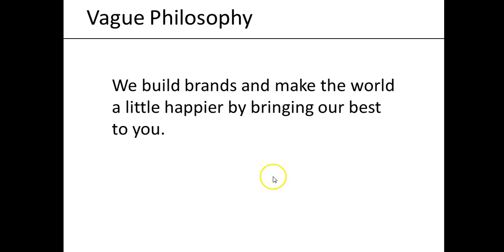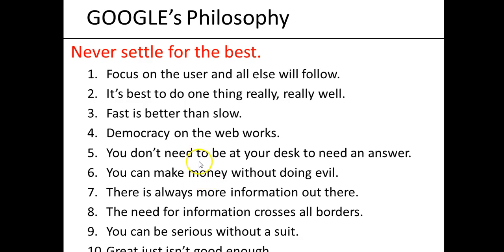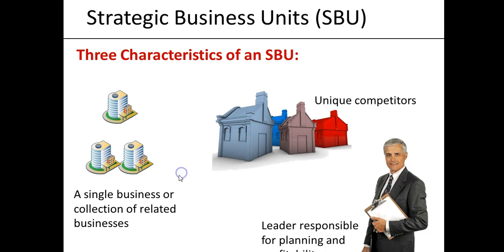And here you see another example of a vague philosophy: we build brands and make the world a little happier by bringing our best to you. Here you see again a comparison with Google, and you have this example in your book also. Actually it is in the soft copy of the international edition of Marketing Management that I have shared with you. There you will see that Google has clearly mentioned their philosophy and guiding principles for doing their business.